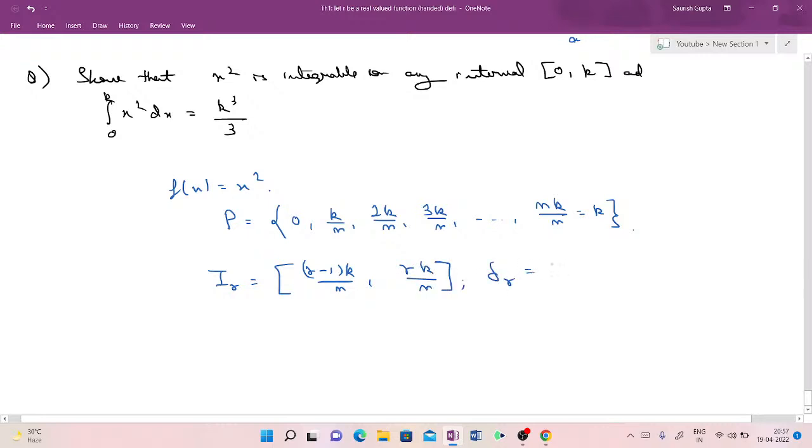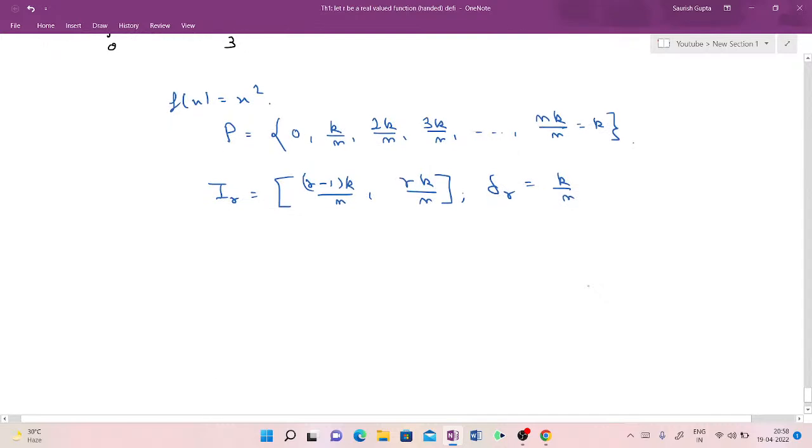And what is your delta r? It's k upon n. It's pretty simple. Now you need to find small mr. What should small mr be? See, x square on [0, k] is an increasing function. So the image of the starting point of the interval must be your small mr, and capital Mr is the image of the end point of the interval. As simple as that.